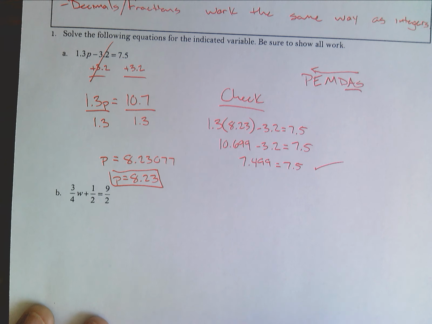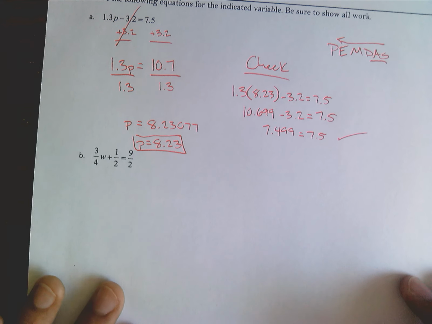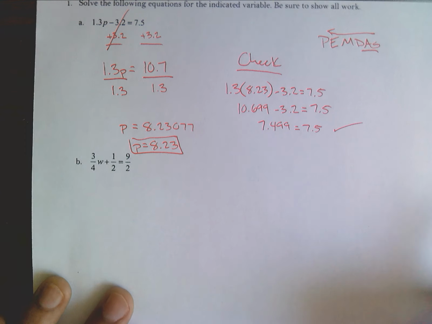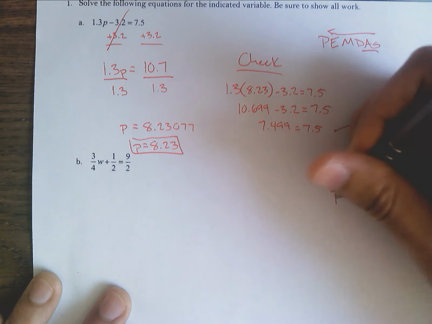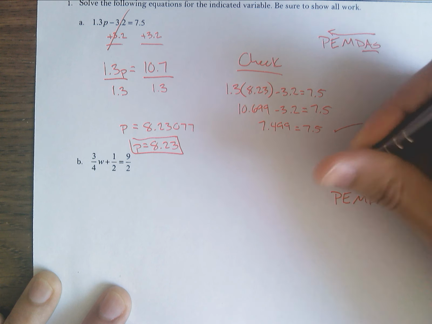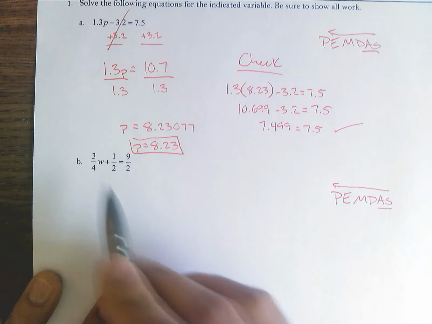Let's try an example with fractions. So here we have 3 over 4 W times W plus 1 over 2 equals 9 over 2. Okay, so to do this, we go in reverse PEMDAS. So I'm going to go ahead and write that again. So PEMDAS, but we're going to go in reverse. So do we have any addition and subtraction? Well, we have addition here.